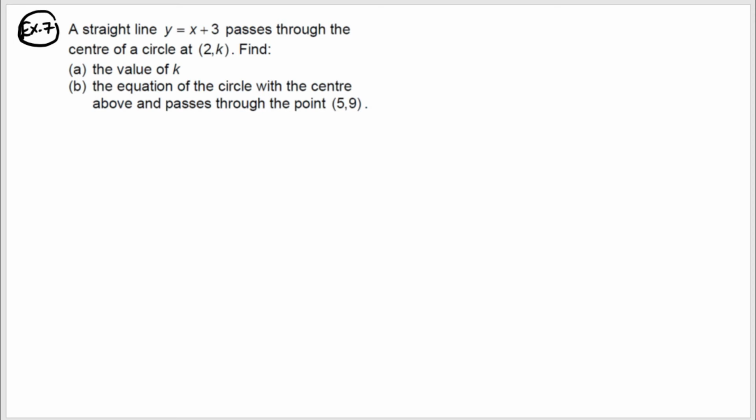All right, now we have this example number 7 here. All right, now we are given the straight line. The straight line passes through the center of the circle at 2, k, right? Suppose we have this circle and we have this straight line, right? So the straight line which is y equal to x plus 3, and this is actually the center of the circle which is 2, k. Find the value of k.